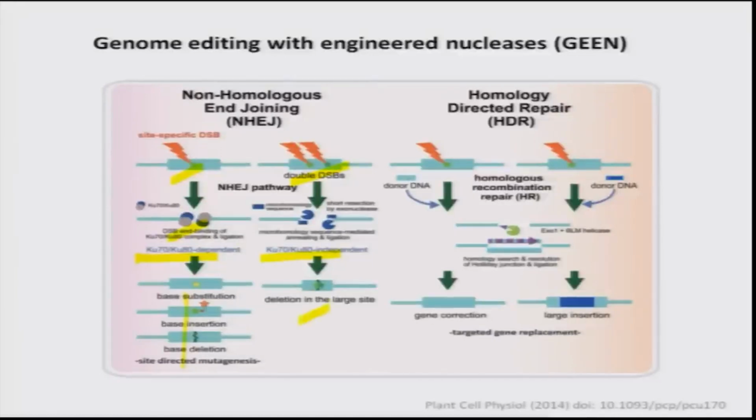The other process is that you have selected the enzyme, or you have identified a gene with a certain sequence, such that you have made two cuts.